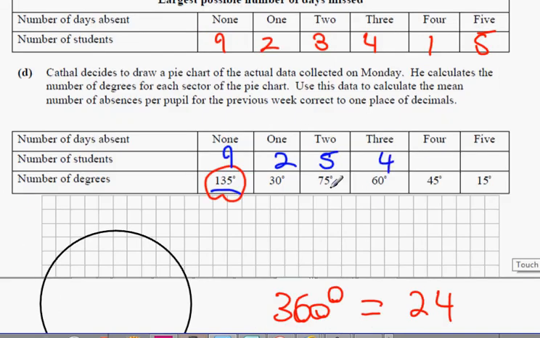Second last one, 45 degrees? 3. And what's the last one then? 1. Because 45 degrees is 3 times smaller. Or sorry, 15 degrees is 3 times smaller. So there you go. Now, what it wants me to do next is to calculate the mean.